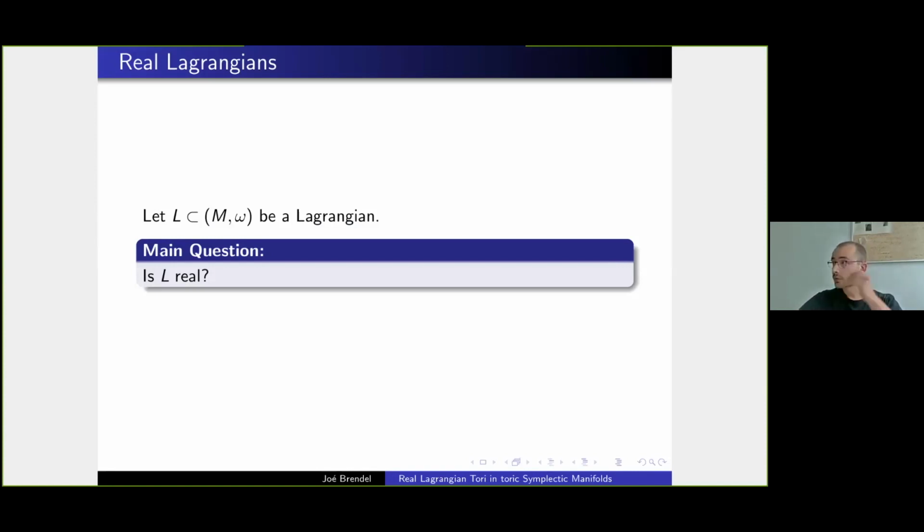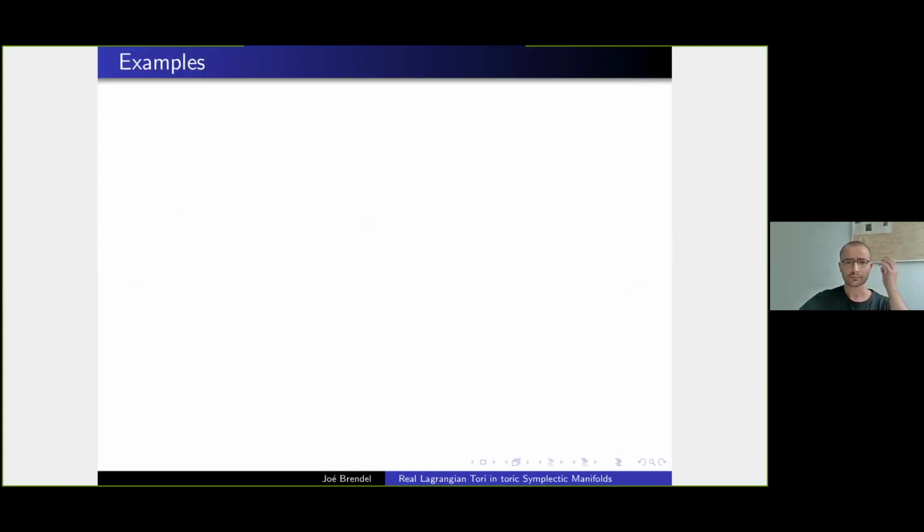But before going to the toric context, I'd like to give some general examples, maybe to give just a flavor of what real Lagrangians look like. And the easiest one is, of course, in ℂⁿ, where you just take ℝⁿ. This is where the name real comes from, because in the context of complex algebraic geometry, you think about complex conjugation as your involution. So in this case, ℝⁿ will be the fixed point set.